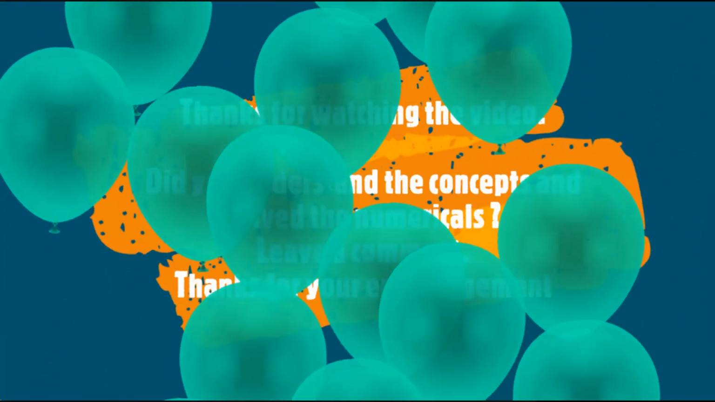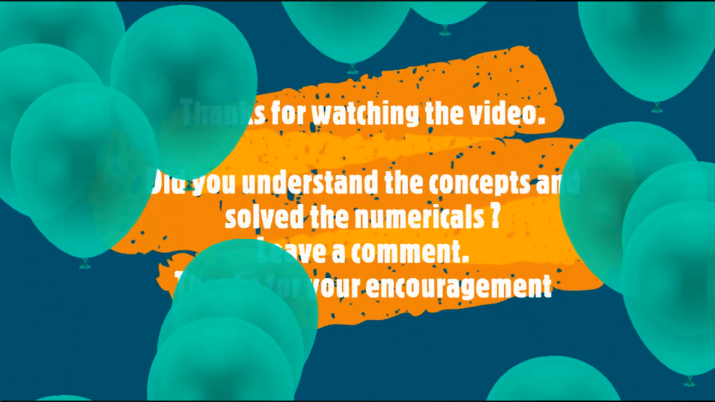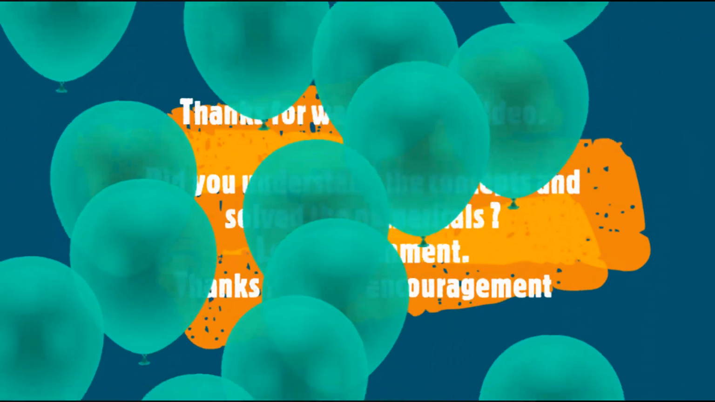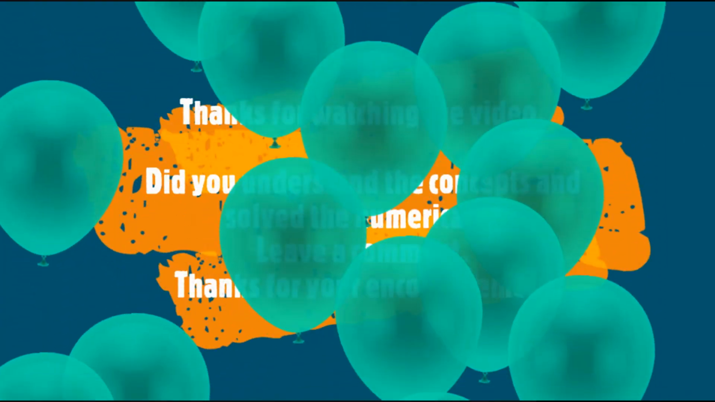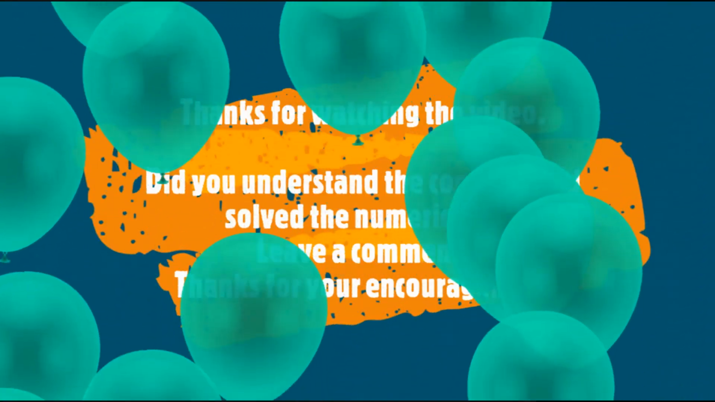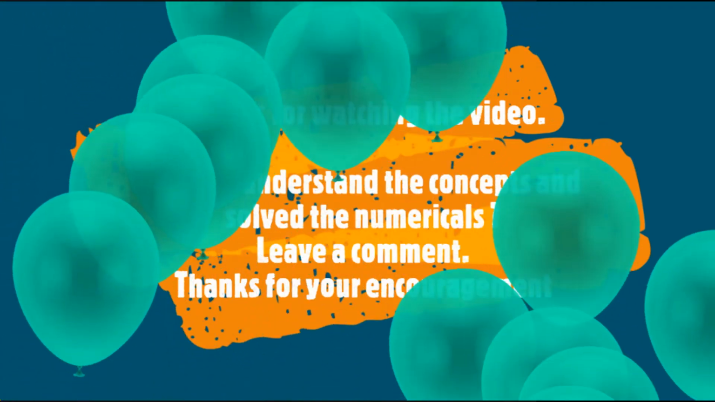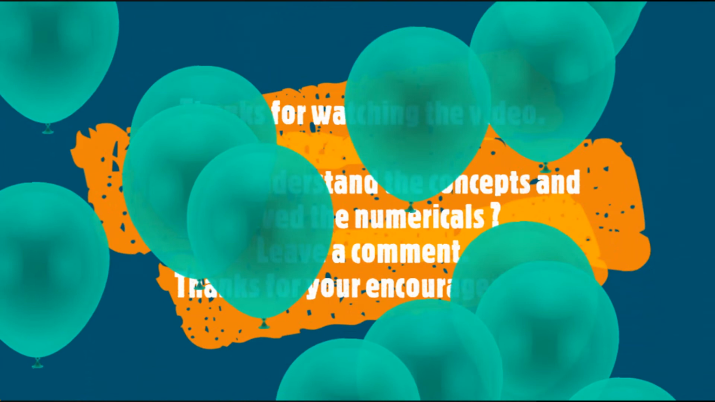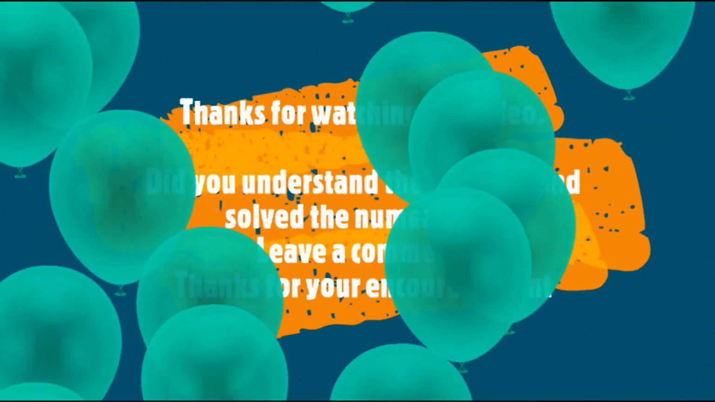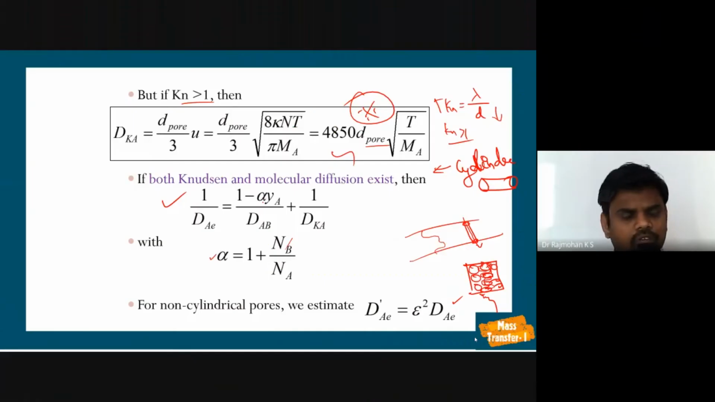Okay, so based on that, what is the Knudsen number? Knudsen number is given by lambda by d. When the Knudsen number is very high, we have Knudsen diffusion taking place, and when the Knudsen number is less, we are going to have molecular diffusion taking place. We have seen the expression for Knudsen diffusivity for a cylindrical pore. It is given by 4850 into diameter into square root of temperature by molecular weight of A. Making use of that, we can find the DKA value, and then the flux equation through this porous media is given by the normal flux expression.